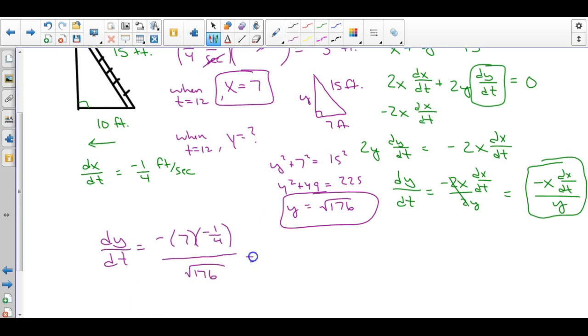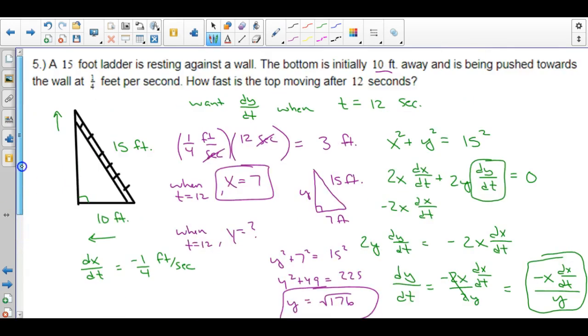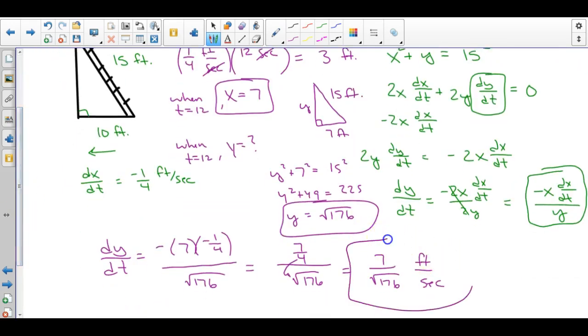176. So I'm just going to multiply all this out. I have a negative times a negative, which is positive. So I really have 7/4 over radical 176. And I'm just going to bring this 4 to my denominator. So I get 7 over radical 176. And the units are important here. This is the change up the wall, which is height measured in feet per what our unit of measurement was, which was seconds. So our final answer then, again, it's a positive value since the ladder is moving up the wall.